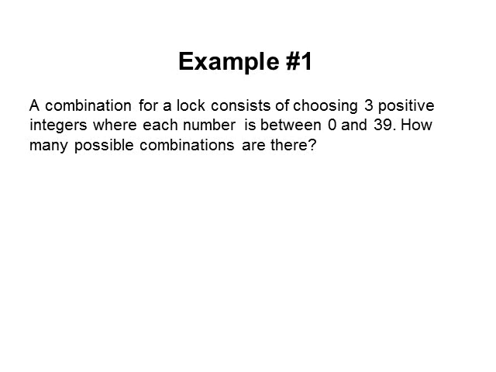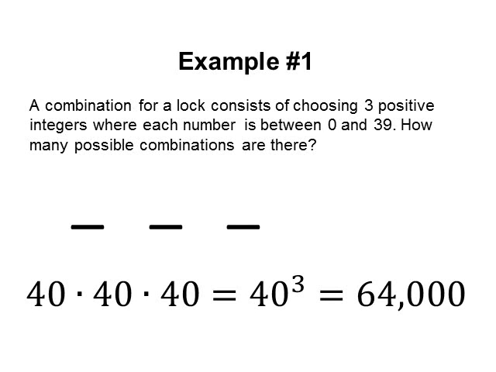Let's look at an example. A combination for a lock consists of 3 numbers, each between 0 and 39. How many possible combinations are there for such a lock? To arrive at a combination, we need to choose one of the 40 numbers for each of these 3 slots. If we allow the numbers to be repeated, then there are 40 possibilities for each slot. So, by the multiplication principle, there are 40 times 40 times 40, or 40 cubed possibilities. So, there are 64,000 possible combinations.